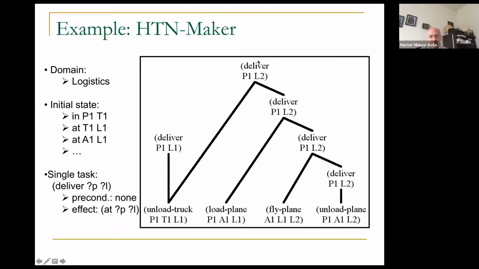So we have one method that says deliver this package to this location, first do the unload, and recursively call deliver. So now you're in the situation, you're deliver task, now load and deliver. Now just in this one, the deliver is fly and deliver. And at the end, there will be a method with a single subtask where the deliver will be composed by the unload plane.